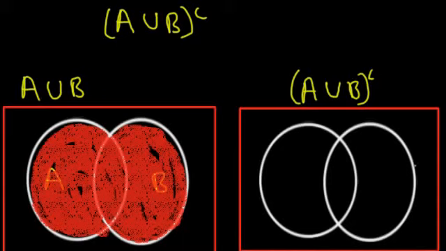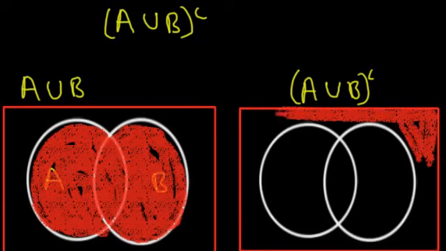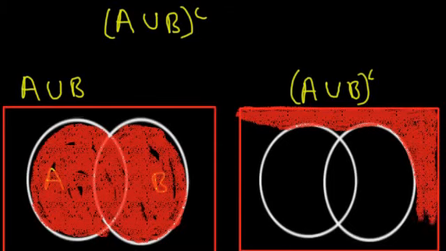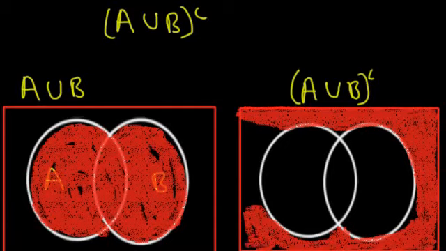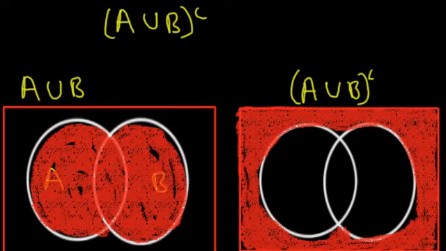Now let's go ahead and shade the region that is not A union B. It turns out that all the spaces outside both circles is said to be the what? A union B complement. So let's go ahead and shade it. This will be A union B complement because we are shading all the regions that are not A or B. They are neither A nor B, they are outside the circles. So this is A union B complement.